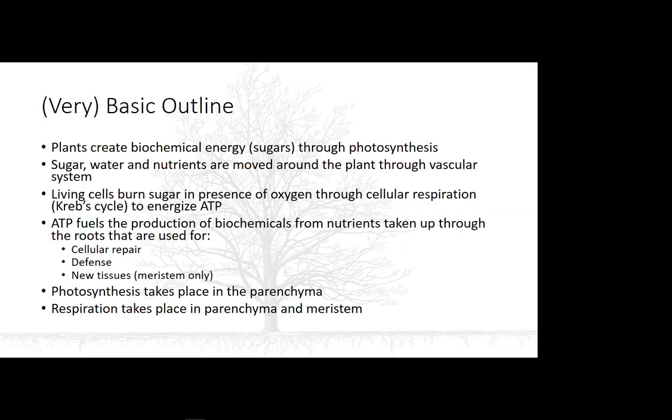And so the photosynthesis takes place in the parenchyma, and cellular respiration takes place mainly in the parenchyma and the meristem. As I mentioned, there are some live tissues in the epidermis as well as the phloem, and you would get cellular respiration taking place there. But the primary stuff, the important stuff, is happening in the parenchyma and the meristem.